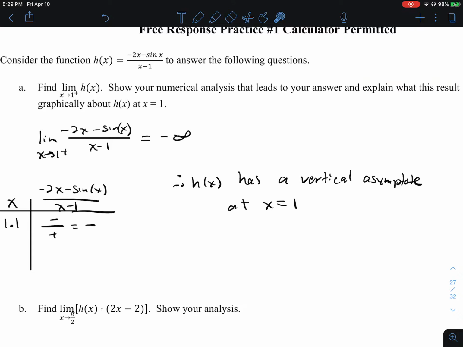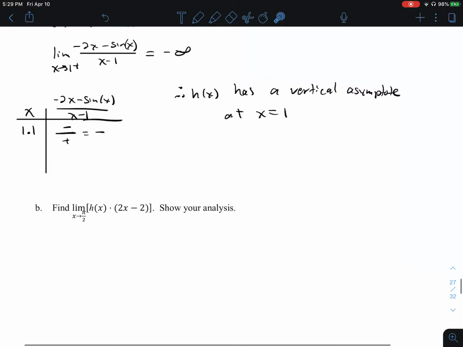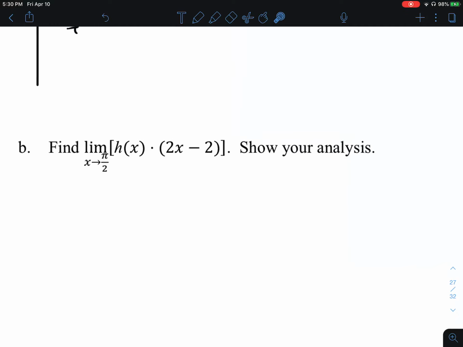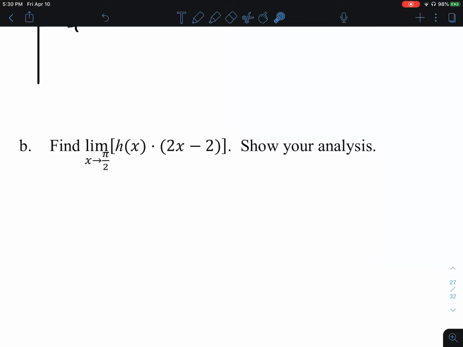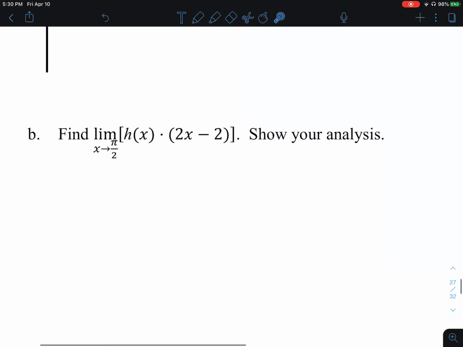I don't want that. Question B. Find this limit, show your analysis. This is a weird request. We're supposed to find the limit of h times 2x minus 2 as x approaches pi over 2. Well, let's do that.